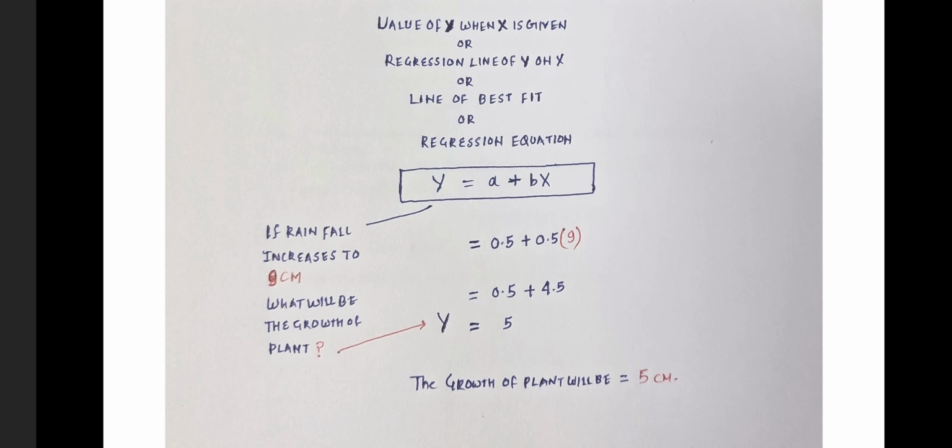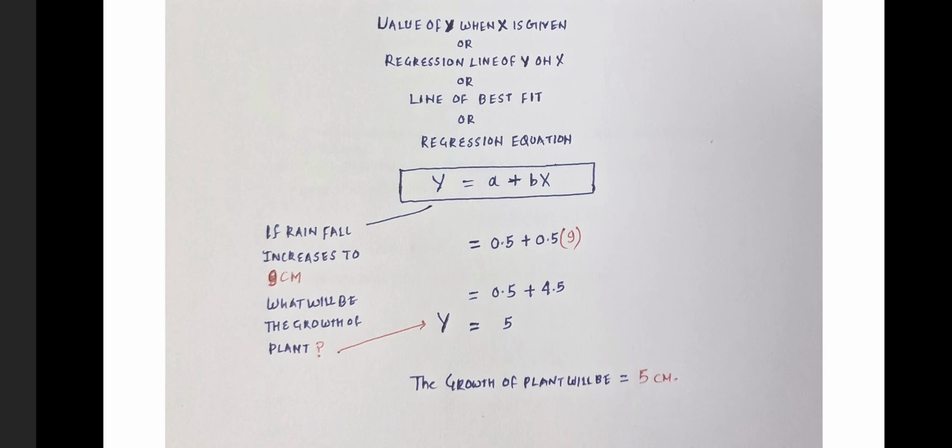If rainfall increased to 9 centimeter, then what will be the value of plant growth? We know the plant growth is known by a term called y because it is the dependent variable. So y is equal to a. A is our intercept, that is 0.5, we just found out, and it is also given in the data, plus b, the regression coefficient, that is also 0.5, we have just found out with the long formula, into the value of x.